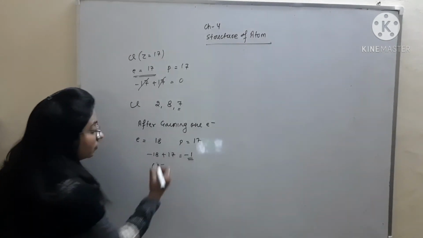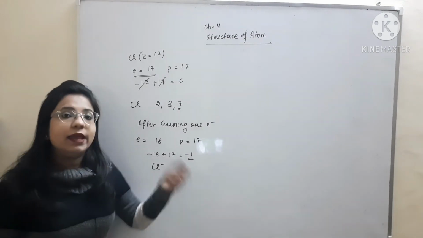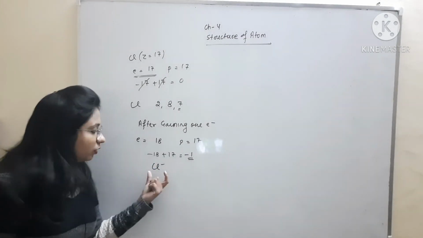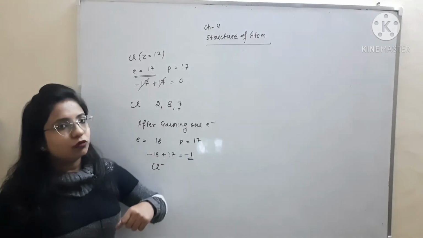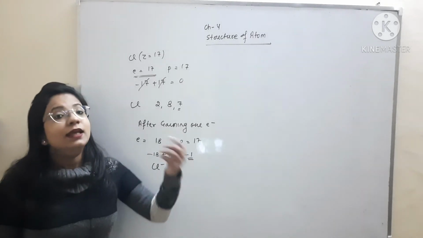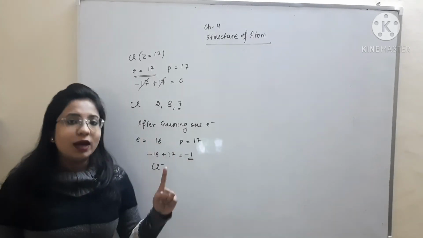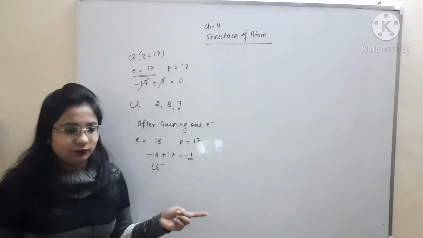That's why we have learned that Cl is -1, F is -1. This is because all of them gain 1 electron in order to attain the stability. That's why they get -1 unit of charge.